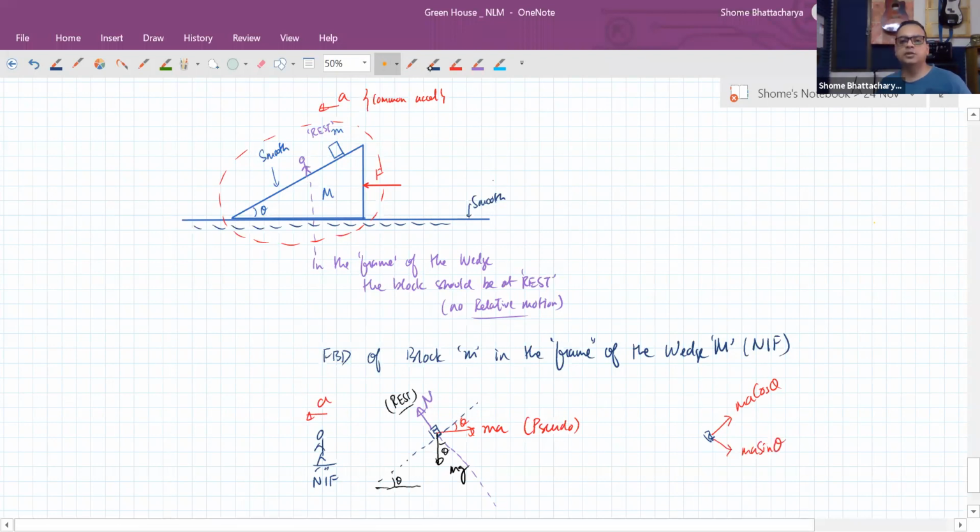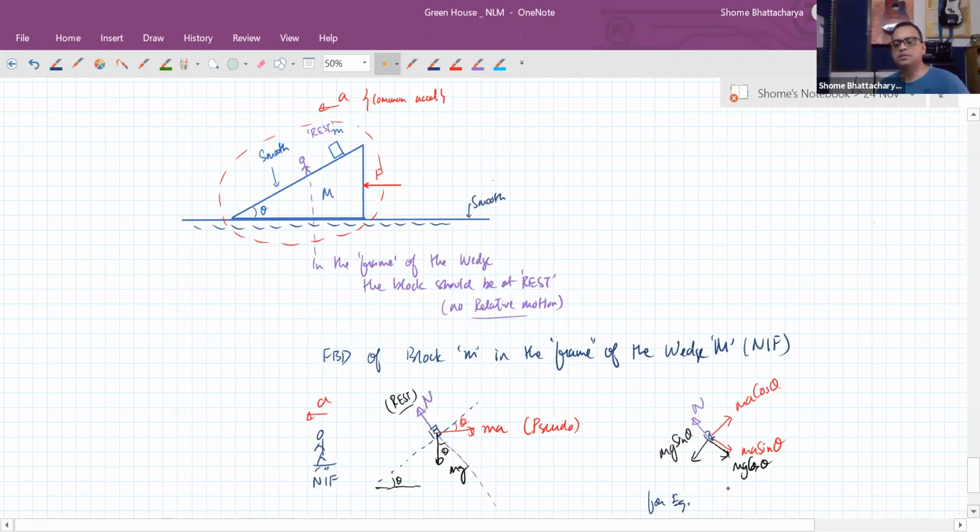And what are the components of mg? Down the inclined plane there is mg sin theta, and perpendicular to the inclined plane there is mg cos theta. A normal reaction is already resolved in the correct direction, so we don't need this. Okay. So for equilibrium in this frame, this component of pseudo force, which is tending to push it up the inclined plane, should balance this component of weight, which is tending to pull it down the incline.